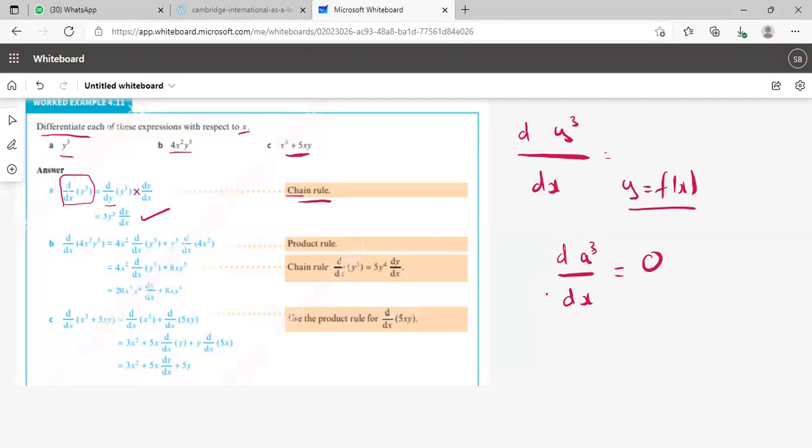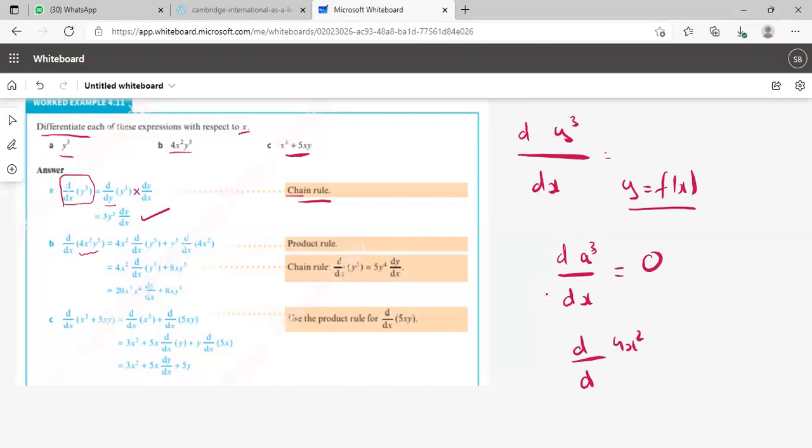Okay. Let's talk about the second example: 4x square y cube. Now again, this is a mixed question. In previous examples, the questions used to be of this type: derivative of 4x square only. This y is a new thing and we need to solve it.